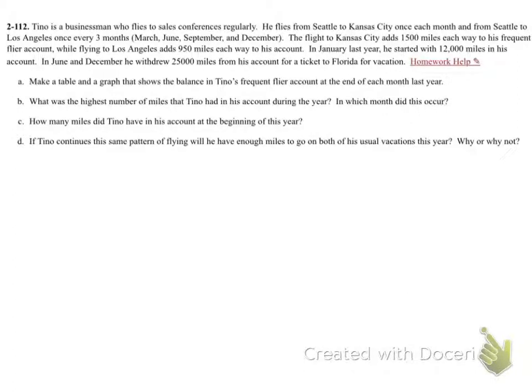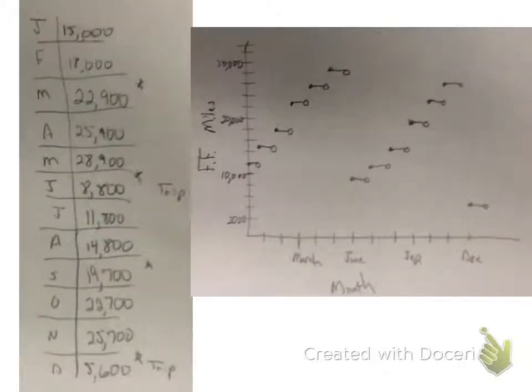So problem B, we're taking a look at the highest number of miles and what month. We can look on our graph. It'd be right there. Looking at our table, it is right here. So in May, they had 28,900 miles.